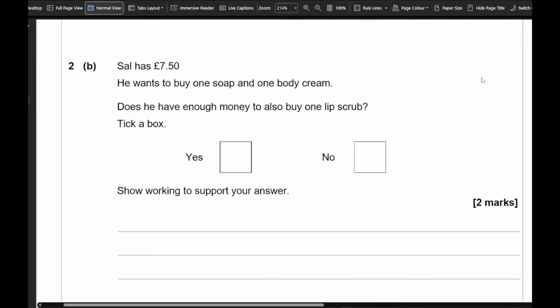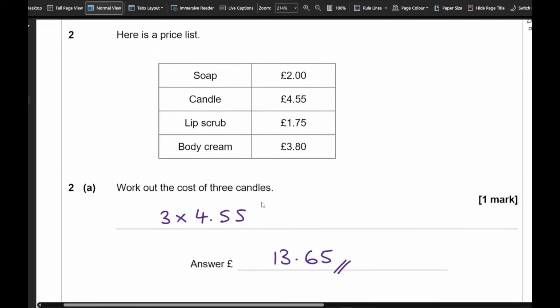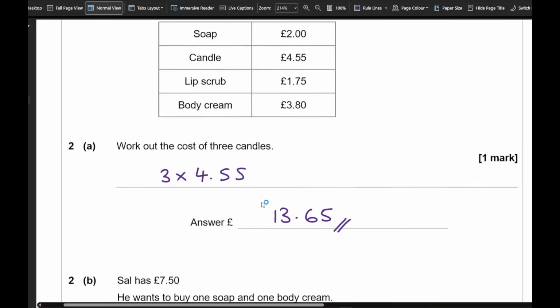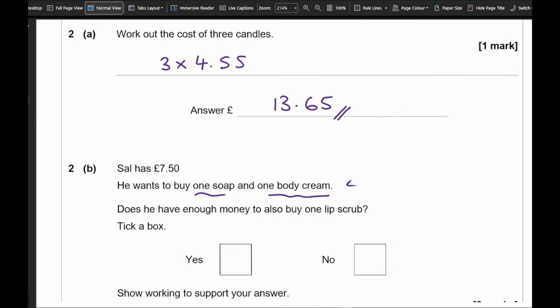Moving on to question 2b, which says that Sal has £7.50, wants to buy 1 soap and 1 body cream. Does he have enough money to buy 1 lip scrub? We need to tick an option. So for this, let's first of all work out how much it costs for 1 soap and 1 body cream. So going back to the price list, 1 soap is £2 and body cream is £3.80, giving us a total of £5.80.